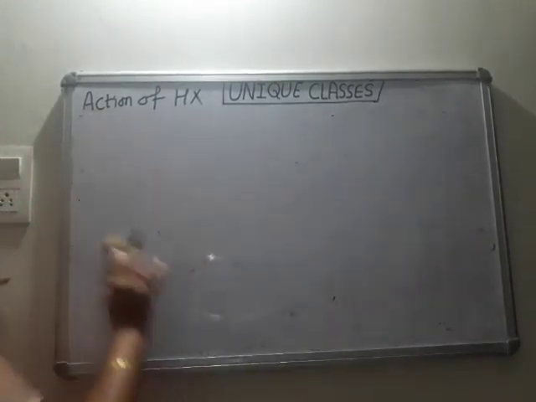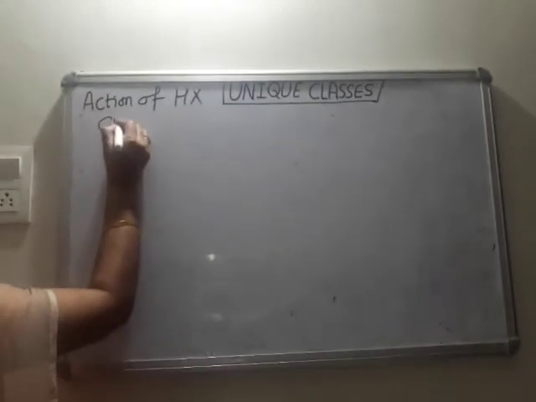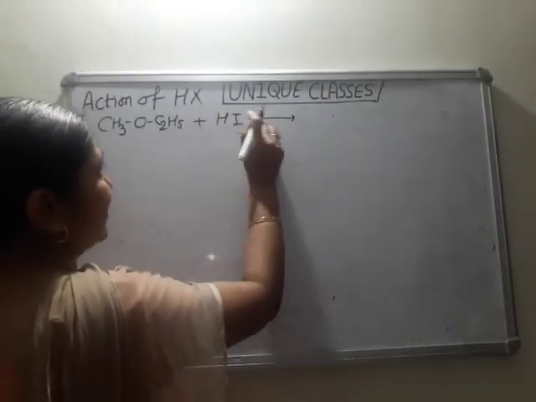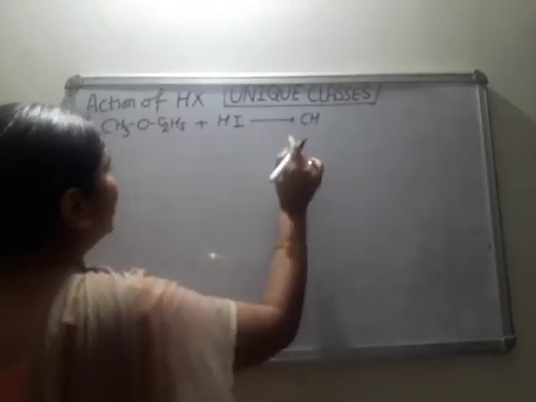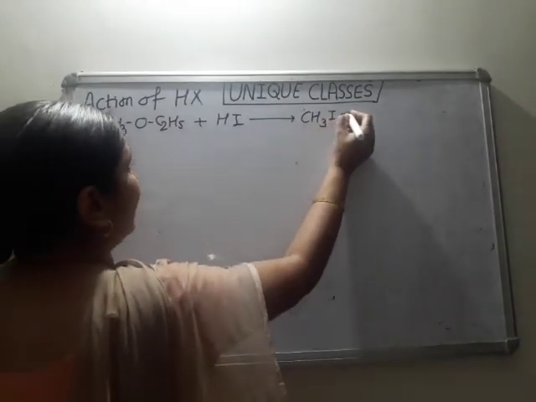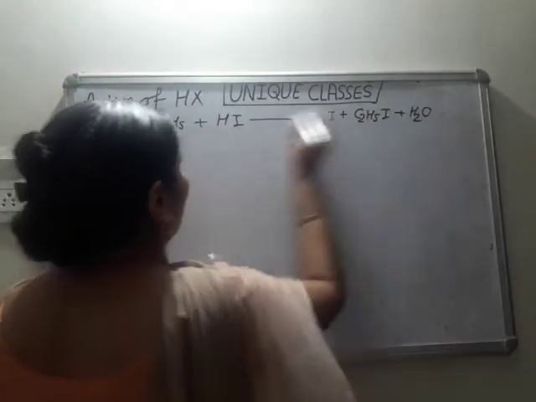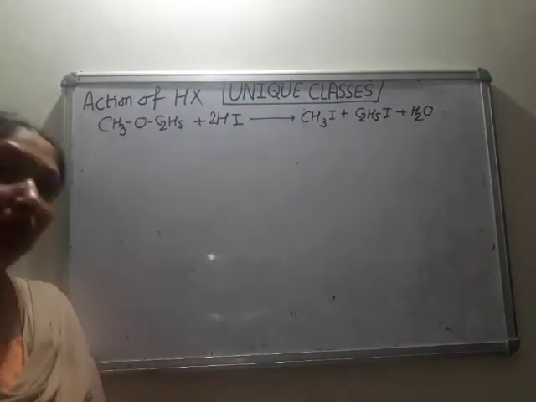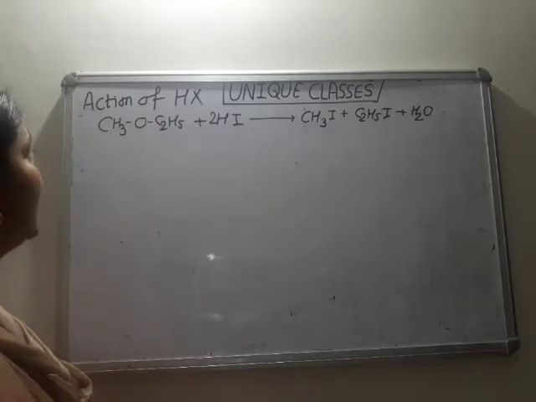We will consider the ether CH3OC2H5 treated with HI. We will take this as HI. Okay, and we get the product. Of course it is hot HI. So we get CH3I plus C2H5I plus H2O. This is the reaction. Okay. What is the mechanism of this reaction? How is this reaction carried out? That we have to discuss now.